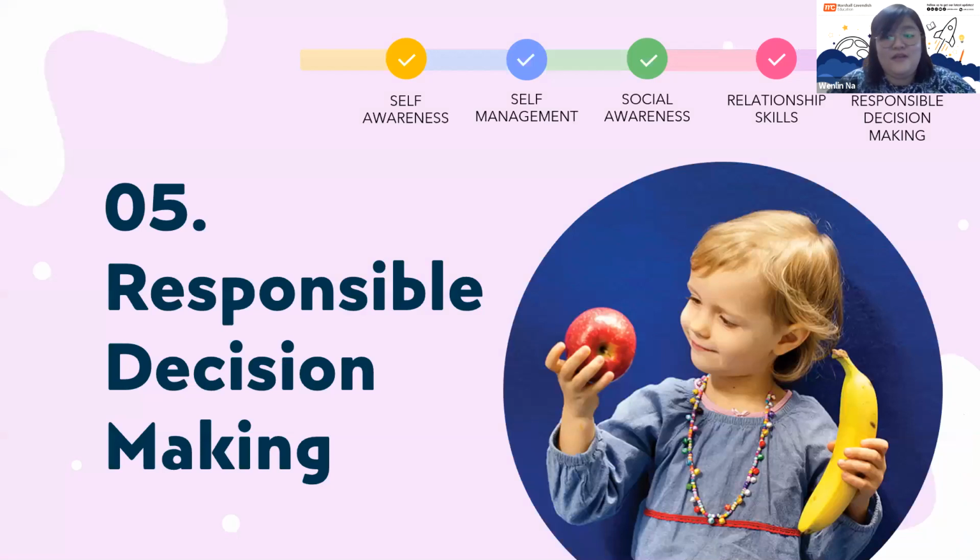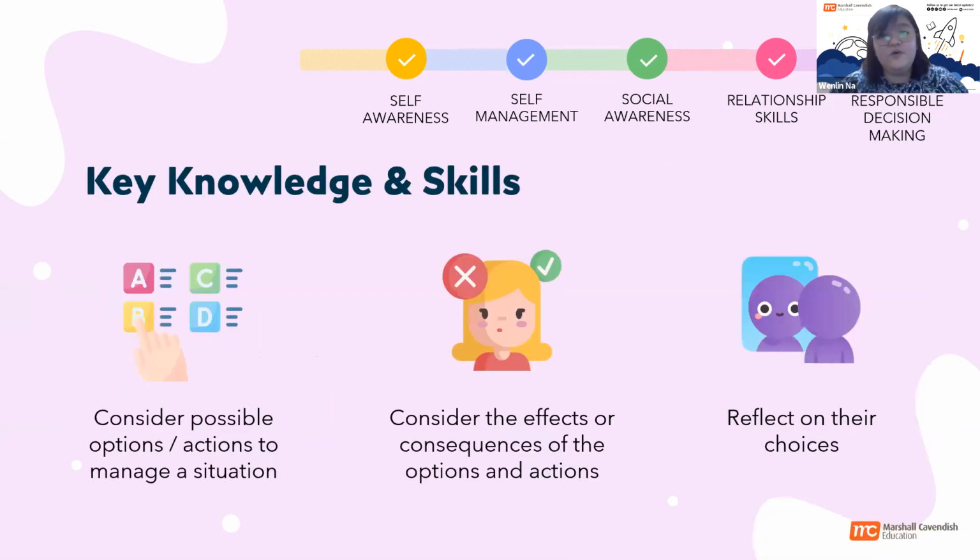All right. So next we have the fifth part, which is responsible decision making. Children need to learn to be responsible for their own actions. As teachers, we should not be actively doing things for them, because as they learn to become more independent, they will need to make their own decisions. So it's important to inculcate the importance of responsible decision making from young.